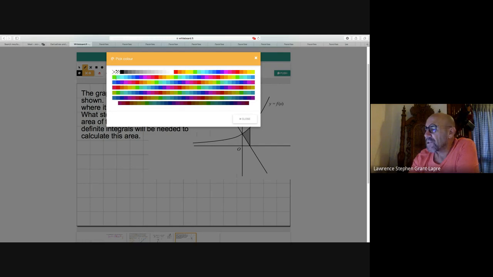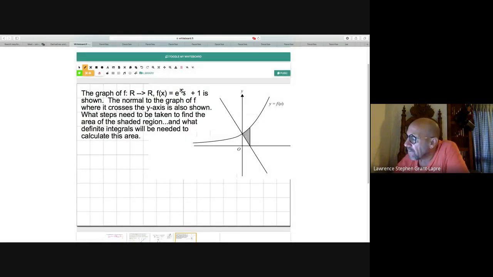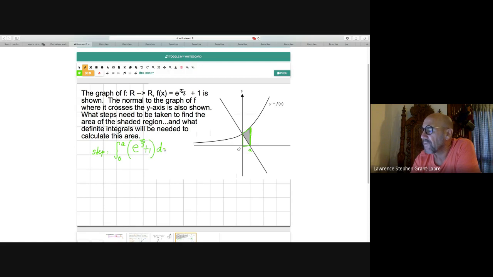Now, let's work backwards. The area of the shaded region is what we want. If we get the area underneath the curve, it will give us this big green area. So one of the steps we need, I won't tell you which one at the moment, is the area from 0 to a underneath the e to the power of x over 3 plus 1 function with respect to x.